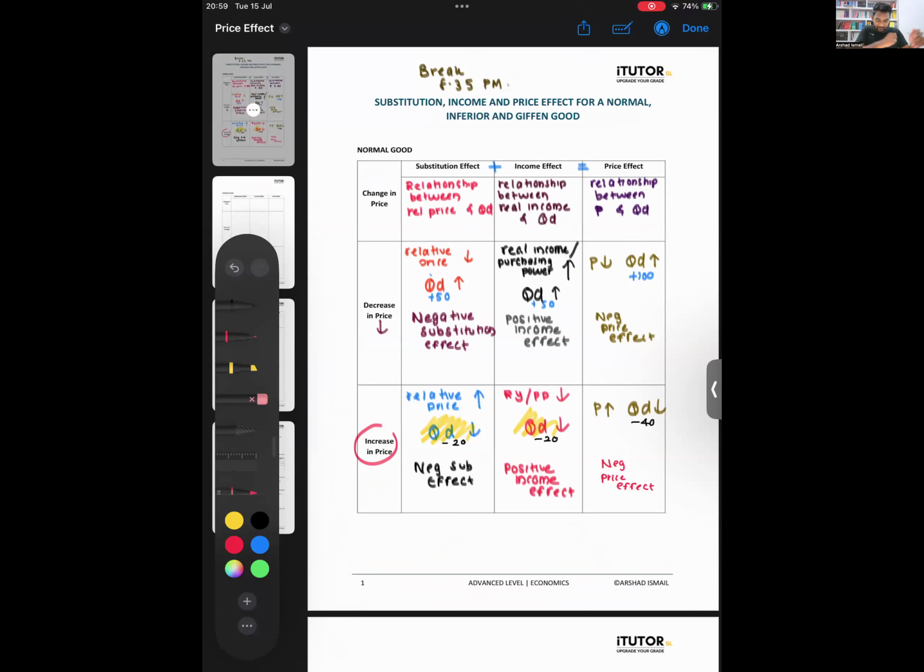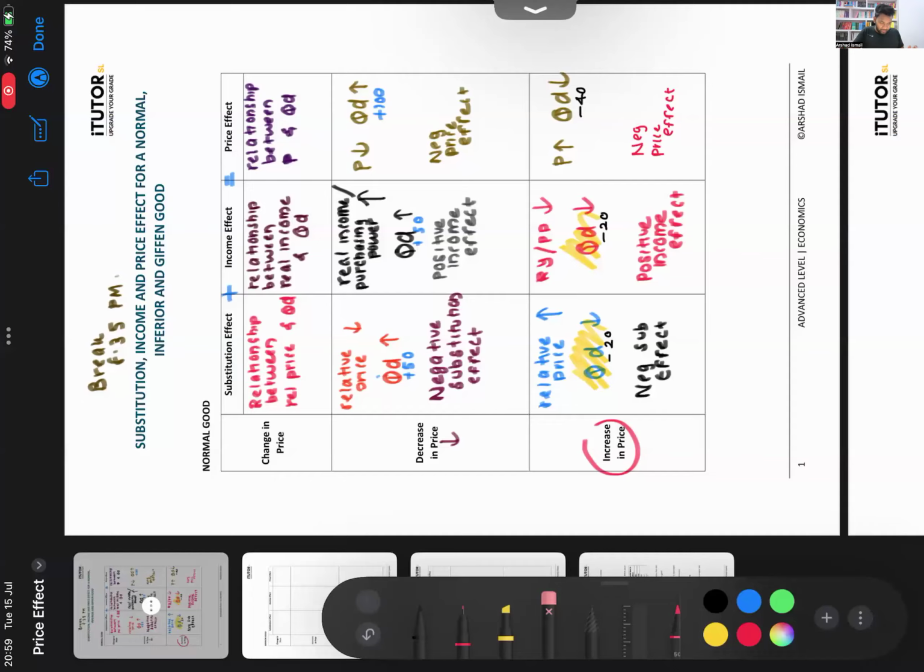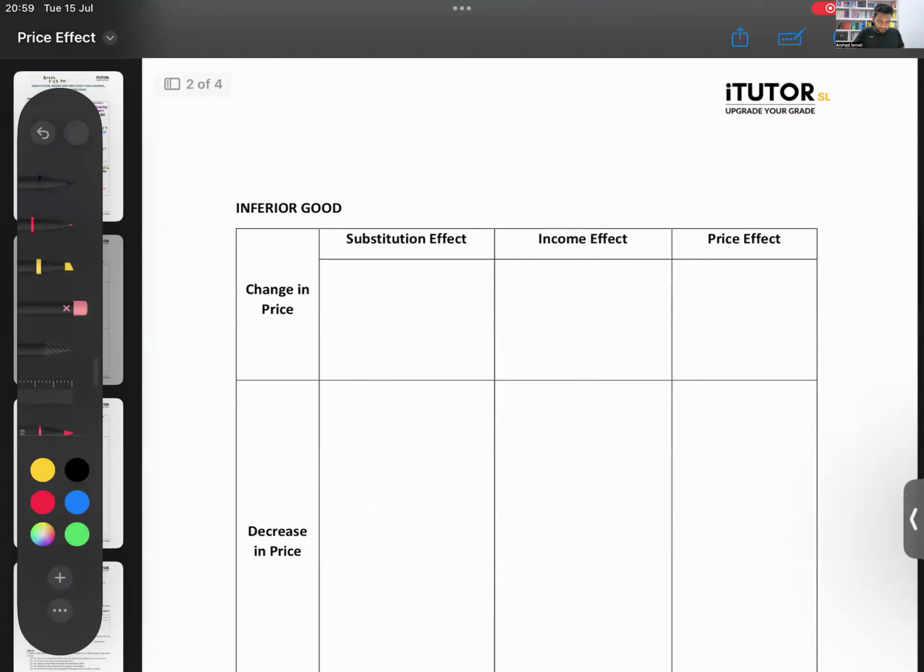Now, we'll go into an inferior good. Listen. Once we do this, I'll answer some questions. I think once we do it multiple times, most of your questions will get answered. So I'm skipping a few questions in the chat box. Don't worry. After we do it, if you still have that doubt, ask again.